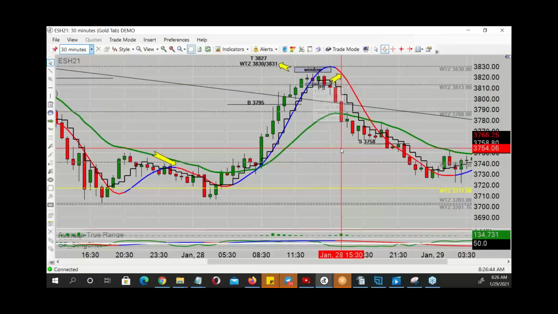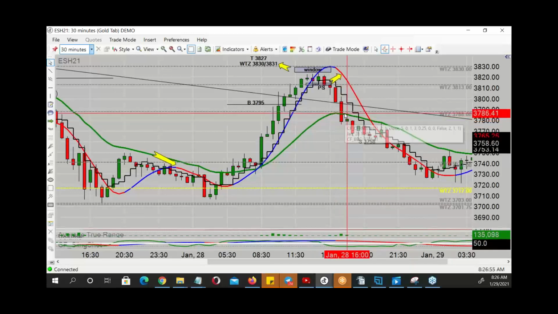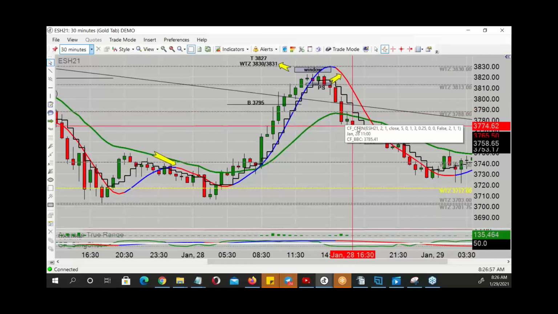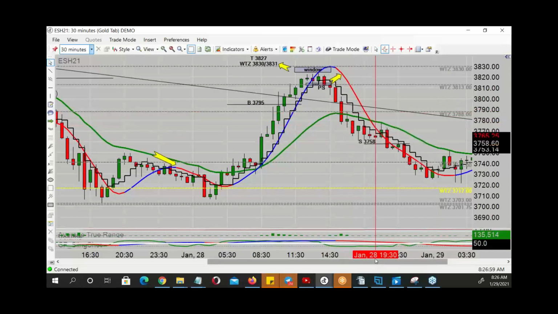And we had one right here, okay? See how this red candle sliced through the zone? And then what did the next candle do? It retraced right back up to the zone and then continued in the direction of the slice.